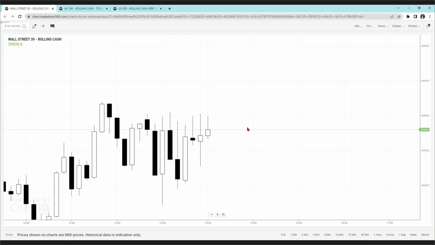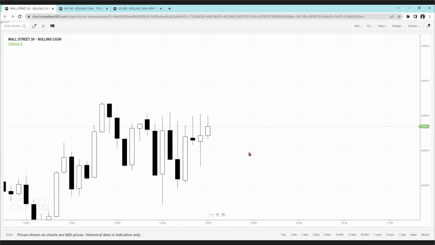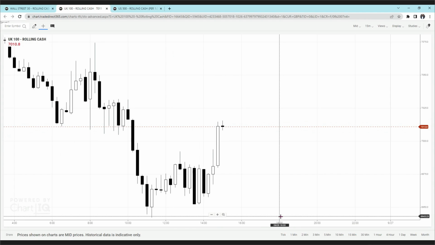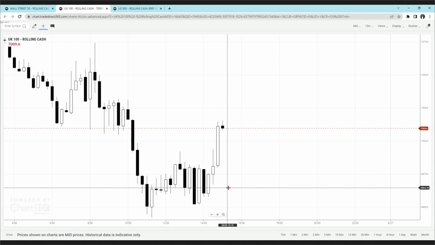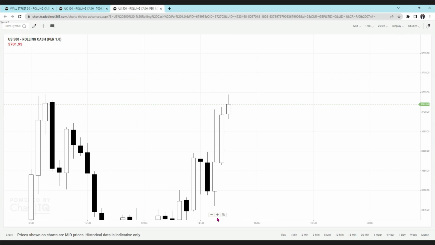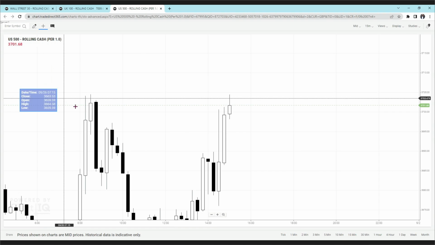Ooh, it's tricky when one index is marching higher and the other one isn't. At least it is for me. So we have two 15-minute bars completed. We have a very strong bull bar. But we're also double topping in the S&P right here. Double topping right now.